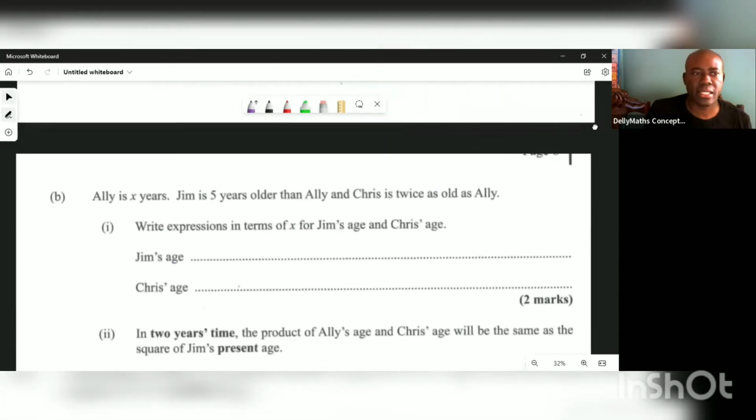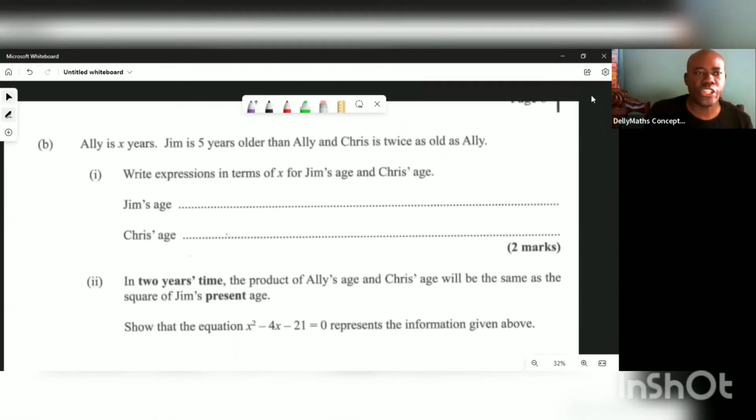The next question says, Ali is x years. Jim is 5 years older than Ali, and Chris is twice as old as Ali. Let us go through it. We want to find Jim's age and Chris' age, expressed in terms of x. Jim is 5 years older than Ali. Remember, the standard is Ali. Ali is x, and Jim is 5 years older. So Jim is x plus 5.